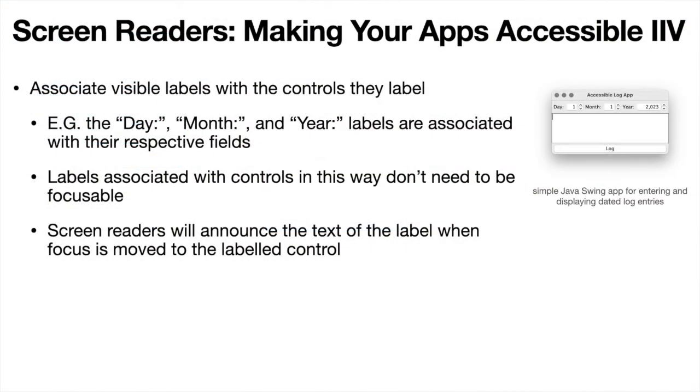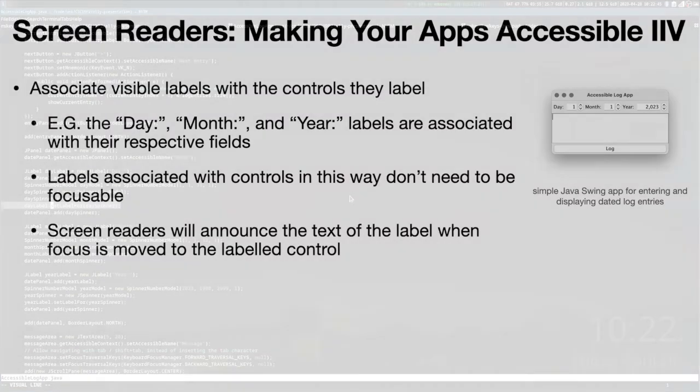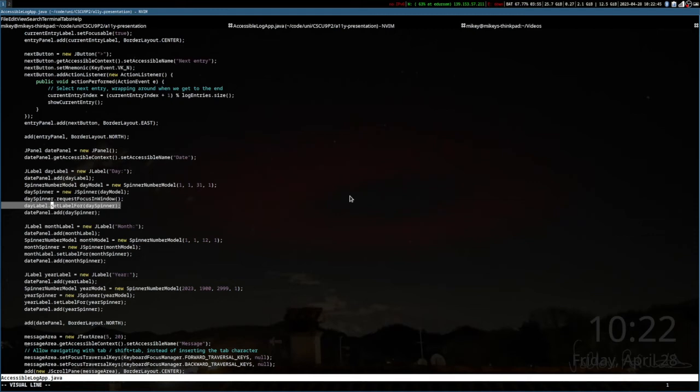It's hard to understand what these controls do because the labels that, well, label them aren't associated with the controls, and so when the screen reader user tabs through the controls, their names aren't announced. You can solve this problem in almost every graphical toolkit by associating the label with the control. And you do that in Java by simply calling the setLabelFor method on the label control and passing in a reference to the control that this label is actually labeling.